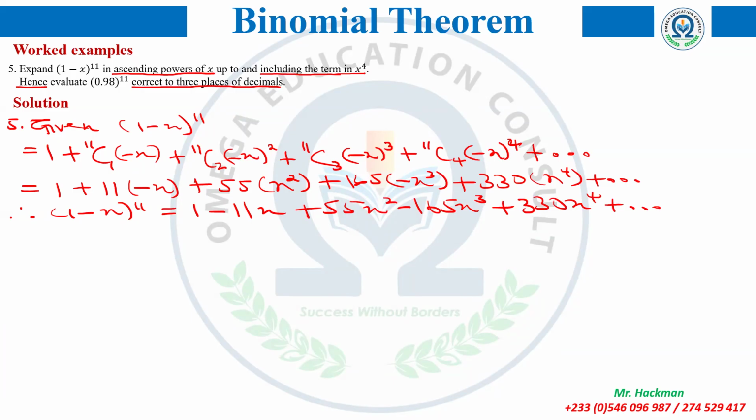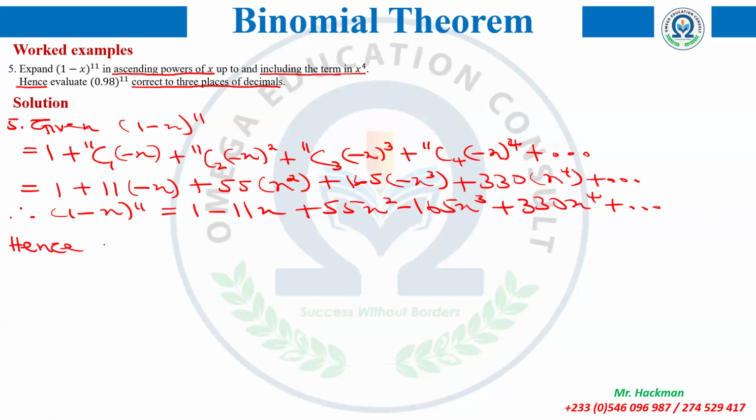Okay, all right, but we are done with only the first one. This is in ascending powers up to and including the term in x to the power 4. That's okay. So let's come to the second part. The second part takes hence. So I can start with hence. I'm going to write hence because my conclusion should take hence.